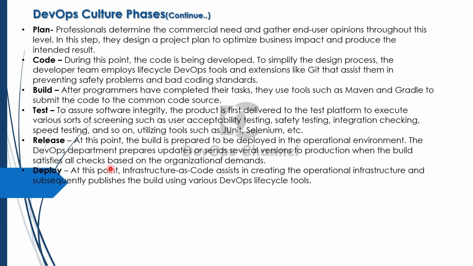At this point, infrastructure as code assists in creating the operational infrastructure and subsequently publishes the build using various DevOps lifecycle tools. So they need to be deployed. Various tools are used for it, like Terraform or Ansible for deploying, and there is something called the infrastructure as code term. We'll learn about this in a later section.